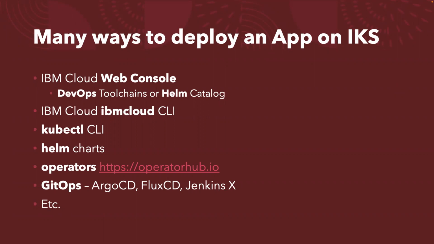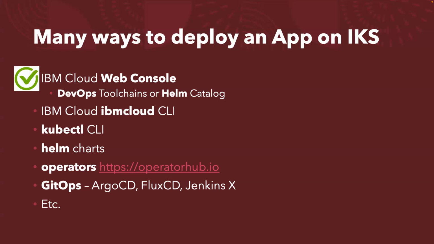There are also some other ways listed here. You might use IBM Cloud's command line tool or the kubectl command line tool. You can use Helm charts. You can even use operators if you are familiar with them. Or you can use the GitOps way, either Argo CD, Flux CD, or Jenkins X. I'm pretty sure there are a lot of other ways to deploy an application on an IKS cluster too.